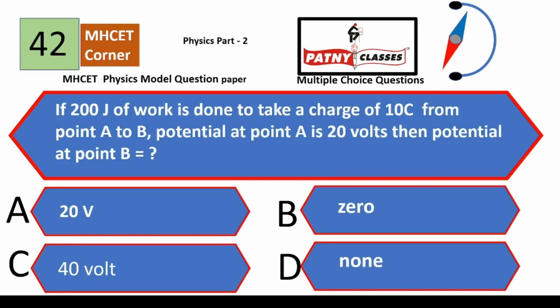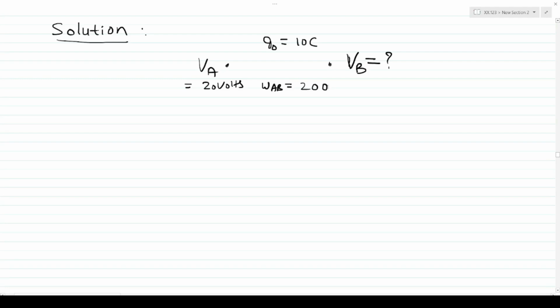Question number 42. If 200 joules of work is done to take a charge of 10 coulombs from point A to point B, and potential at point A is 20 volts, then find potential at point B. Option A 20 volts, option B 0, option C 40 volts, option D none. Here is the solution.